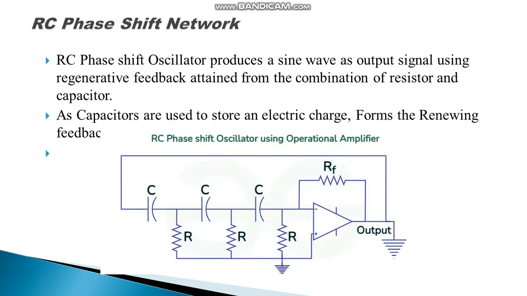Next one is the RC phase shift oscillator. The RC phase shift oscillator produces a sine wave as the output signal using regenerative feedback obtained from the combination of resistor and capacitor. As the capacitors are used to store the electric charge, they form the regenerative feedback in the RC network. Here there are three RC networks. Each RC network produces 60 degrees, totally 180 degrees.